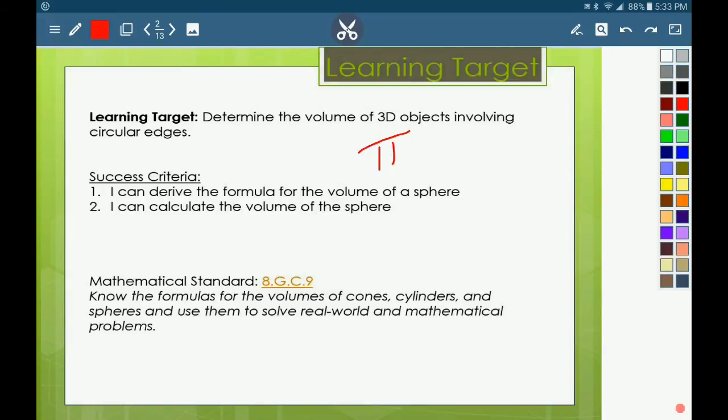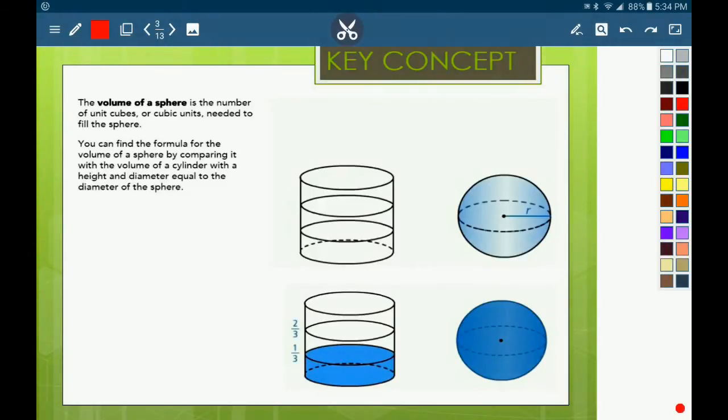Our success criteria is going to be to derive the formula for the volume of the sphere. So we're going to figure out where that formula came from, and then we're going to use it to calculate the volume of a sphere, and we're also going to use it inside out, just like our last 3 lessons. So let's take a look at our key idea.